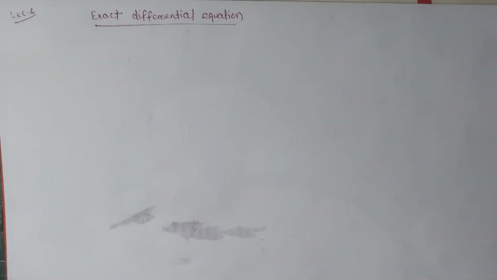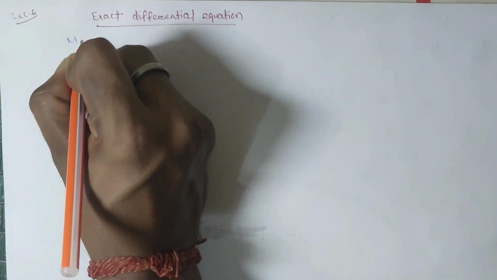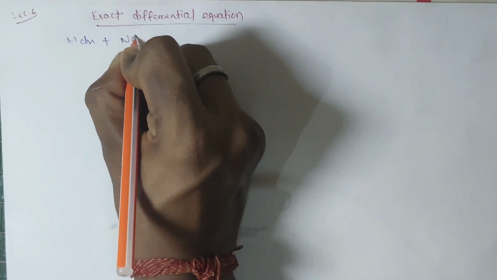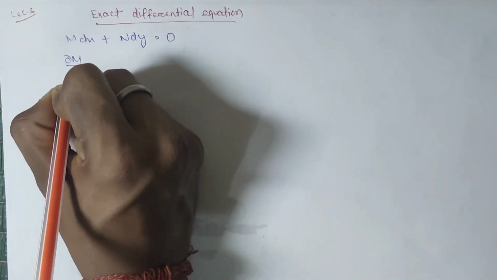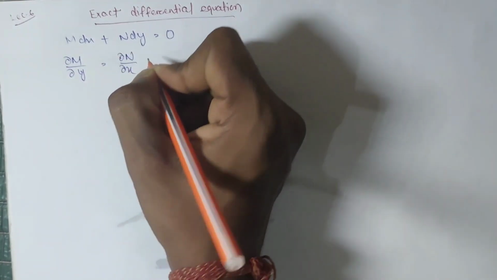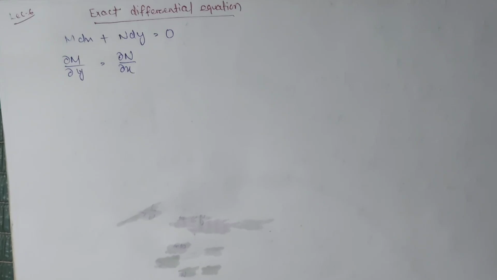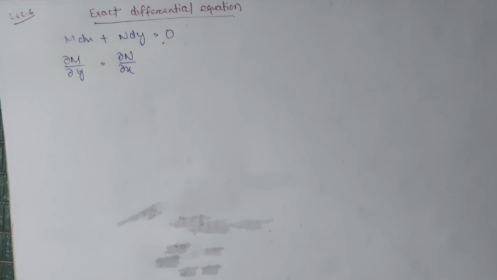So today we are going to talk about exact differential equations. If a differential equation is of the form M dx plus N dy equals 0, then it can be an exact differential equation if it obeys some condition, and that condition is ∂M/∂y must be equal to ∂N/∂x. If this condition is satisfied, then the differential equation is said to be an exact differential equation.